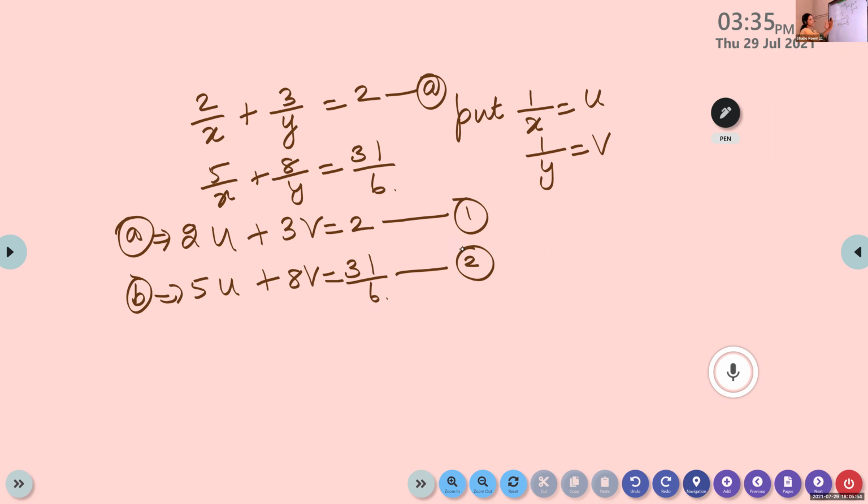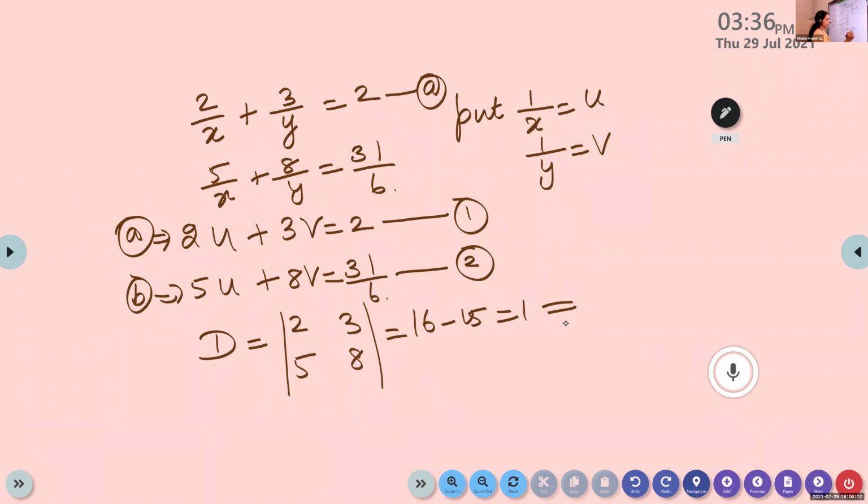Okay. So is it in general form? Yes, isn't it? It is in general form. Then find out D. D is the determinant: 2, 3, 5, 8. Find the value of D. It is 16 minus 15, which is 1, not equal to 0. Therefore, a solution exists and the solution is unique.